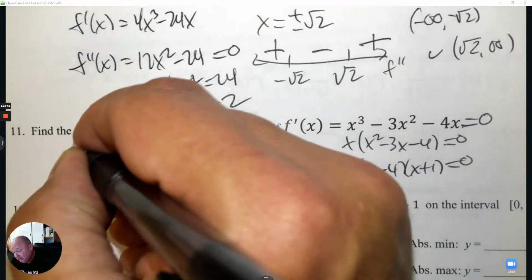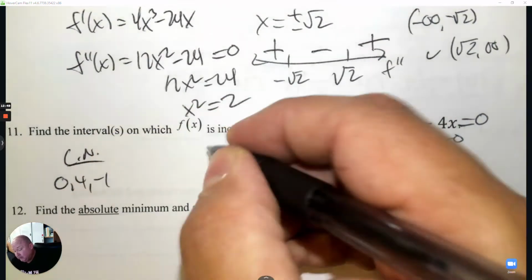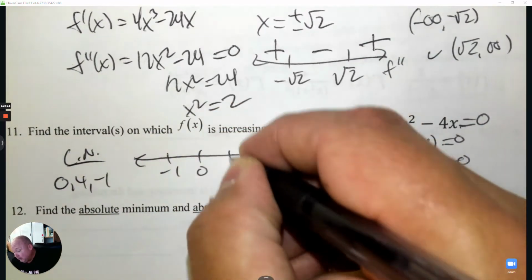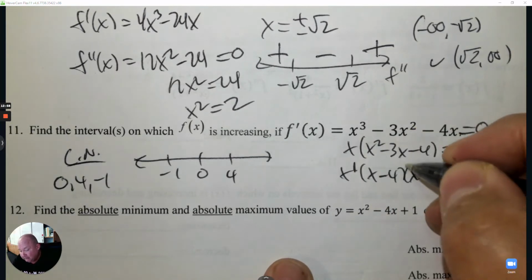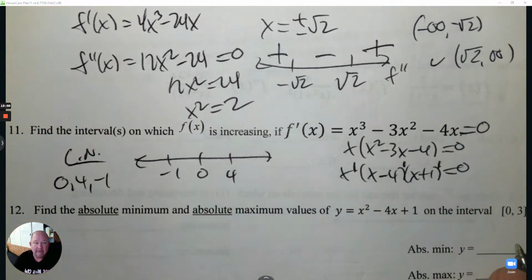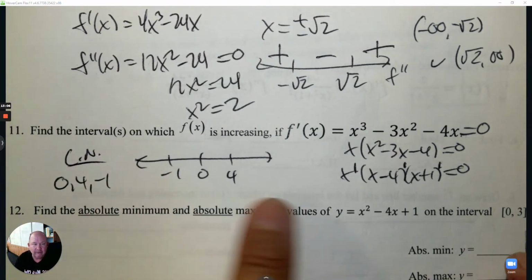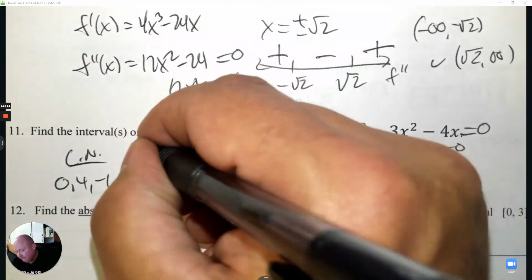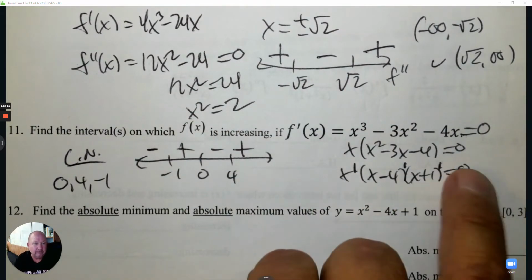So I have three critical numbers. So that's 0, 4, and negative 1. We're going to draw a number line, and we're going to label in order negative 1, 0, and 4. Now, I want you to notice all the exponents are odd. That means the signs are going to change every time that it goes from one critical number to the next. So if I plug in negative 2, I get a negative times a negative times a negative. Got it. Now the signs are going to change all the way across because all the exponents are odd.